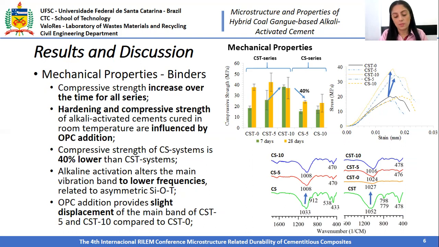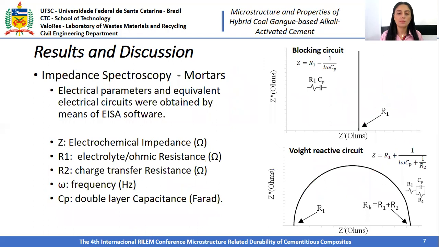The main vibration bands correspond to a symmetric vibration of silicates that shifts to lower wavenumbers with the alkaline reaction. This behavior may evidence formation of aluminosilicate amorphous gel. Electrochemical impedance spectroscopy presents a complex graph, in which the abscissa axis is related to the real component and the ordinate to the imaginary component. Electrical parameters and equivalent electrical circuits were obtained by means of AAM software.